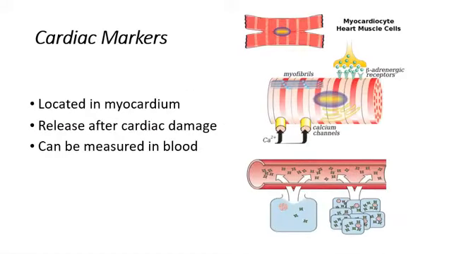The cardiac markers are generally located within the myocardium. They are released from the myocardium once the cells are ruptured, and they can be measured in the blood. We need a marker that can be measured in blood.